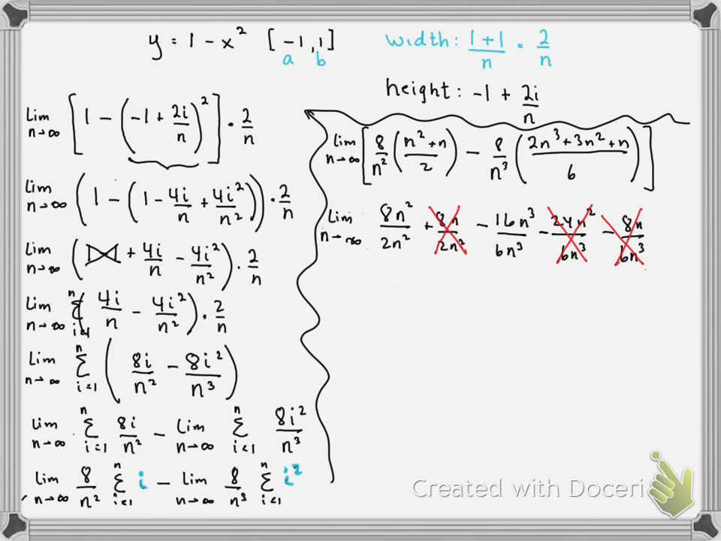Okay, so what we're left with is the n squares cancel and we get 4. 8 over 2 is equal to 4, minus 16 over 6, which is the same thing as 8 over 3, because those n cubes cancel, leaving us with the negative 16 over 6. Now the area is 4 minus 8 over 3, which gives us an area of 1 and 1/3. Okay, so that's the area when you use your summation.